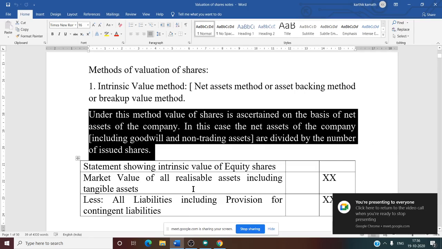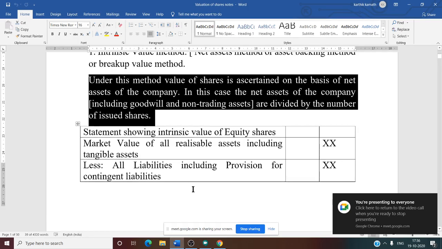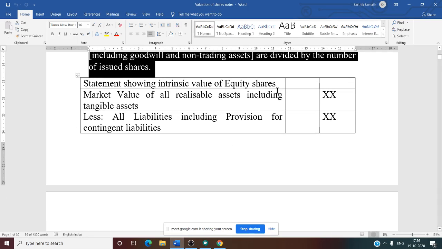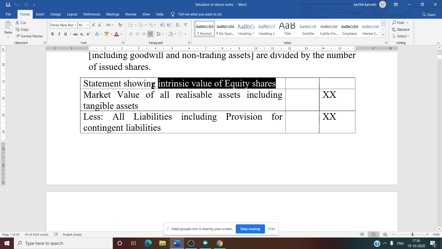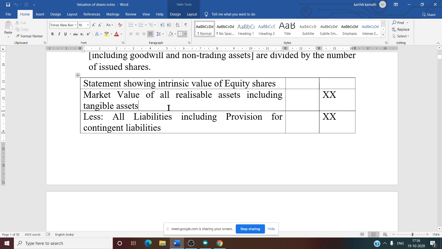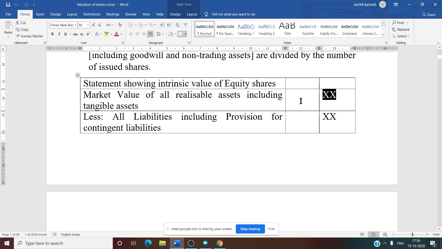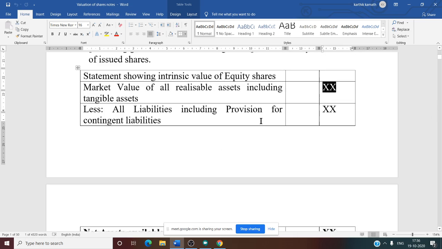So we need to discuss the format now. Format of first method, net asset method. So how to solve the problem? First one, statement showing intrinsic value of equity share. That is a heading. So under that, market value of all realizable asset, including tangible asset. So tangible asset means goodwill also comes. Then you need to write the value in the outer column. Let us do two columns.